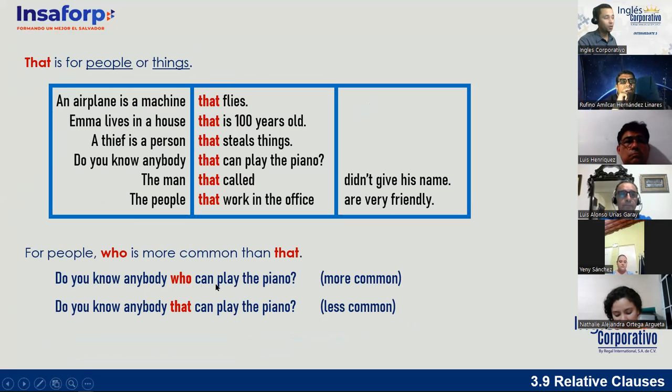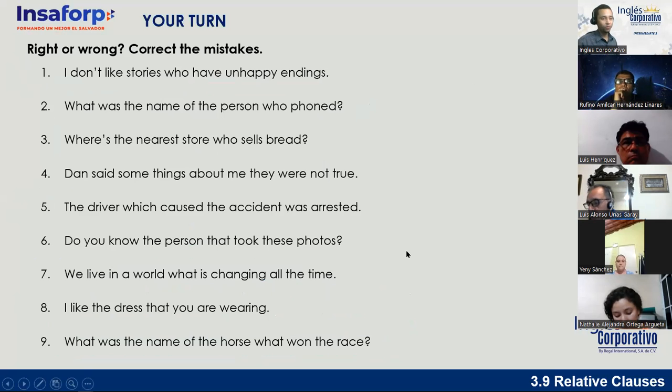Do you know anybody who can play the piano? That's okay. It's very common. Do you know anybody that can play the piano? That's also okay, but it's not so common, but it's good. If you say it like that, it's okay. So what are we going to do? We're going to work on this exercise, right or wrong, correct the mistakes. You have the sentences right there, and I need volunteers to tell me what is the problem with each of the sentences. So you have number one, I don't like stories who have unhappy endings.